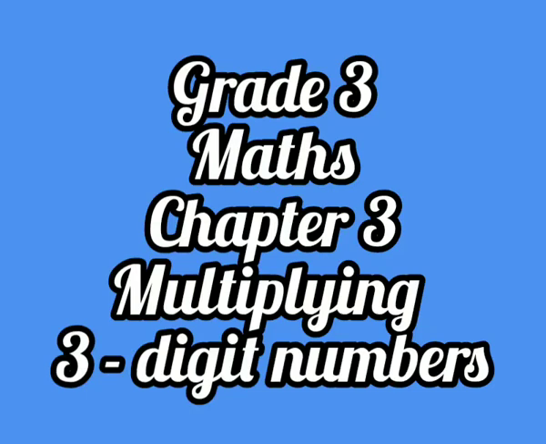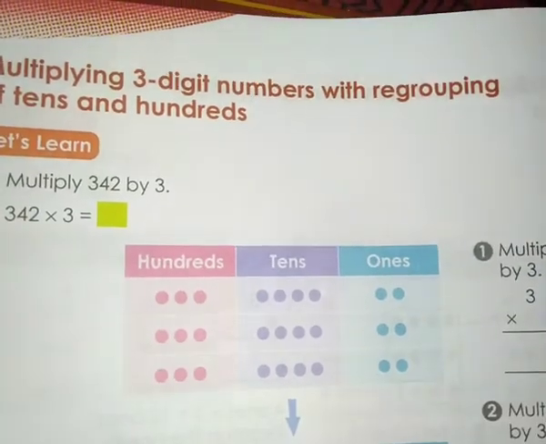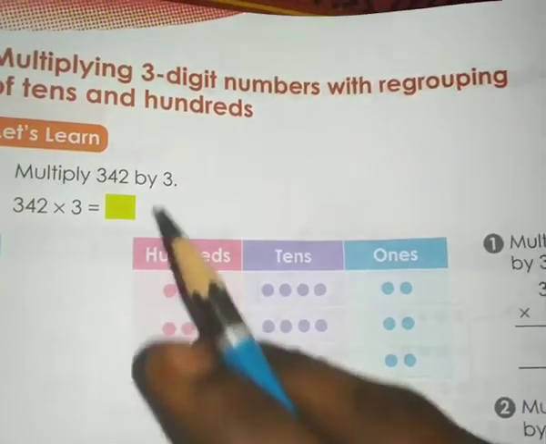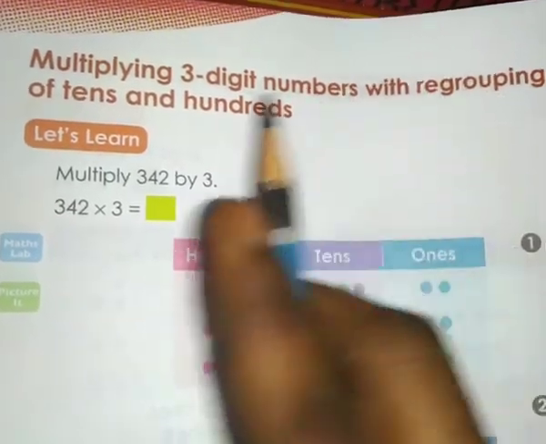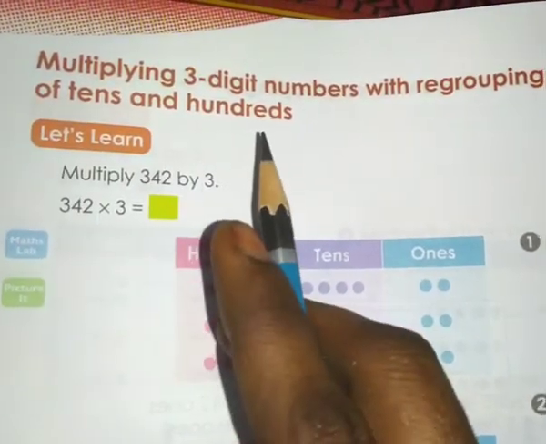Hope you all understood the concept of multiplication with single digit number and two digit number. Now we are going to do multiplication with three digit number. Multiplying three digit numbers with regrouping of tens and hundreds.